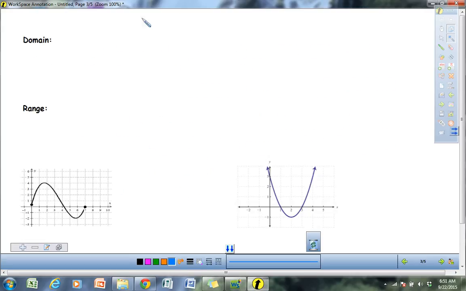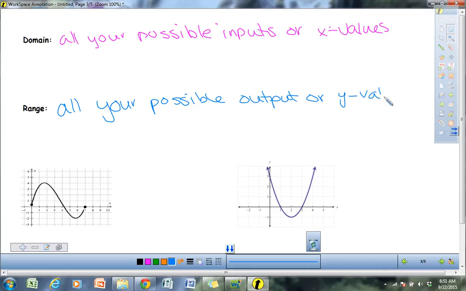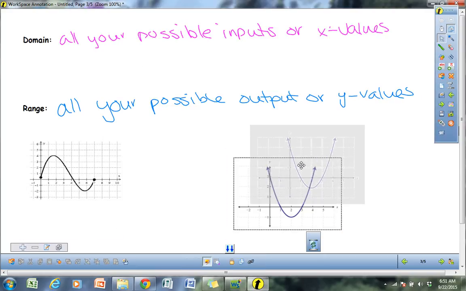Okay, so domain. Domain is all your possible input or x values. And range is all your possible outputs or y values. So domain goes with our independent variable, range goes with our dependent variables. Let's look at two quick review examples on domain and range.